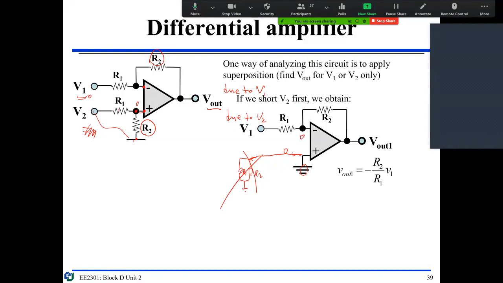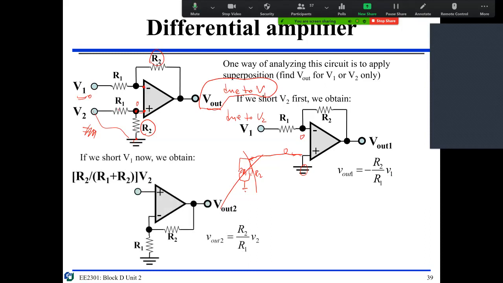Then this is what we just learned in inverting amplification. So R2 divided by R1 times V1, right? V out 1 is V out due to V1 alone only. Okay. So now we are doing V1 is 0. When it's 0, basically everything is 0. Okay. And then this is just a 0.